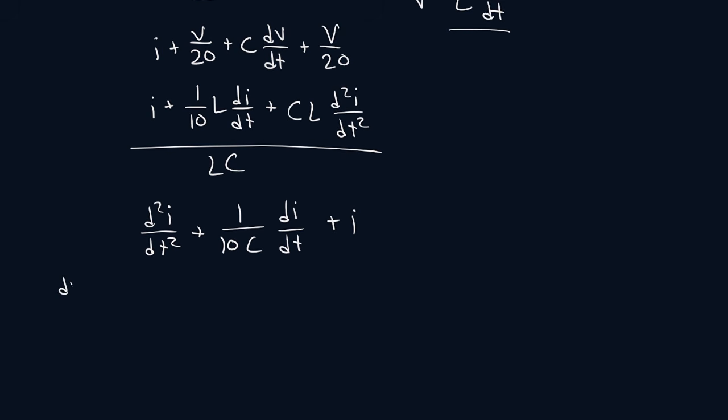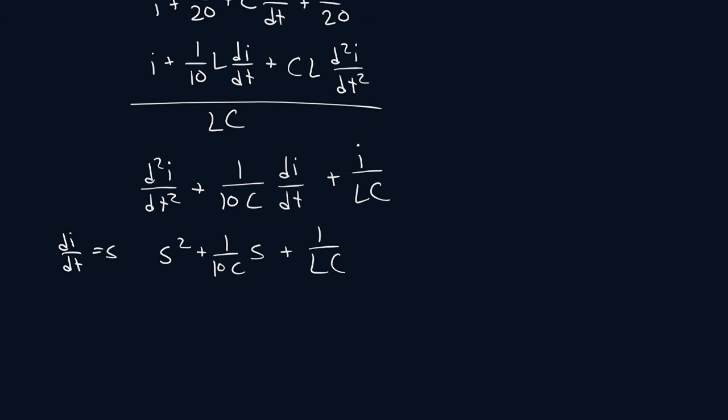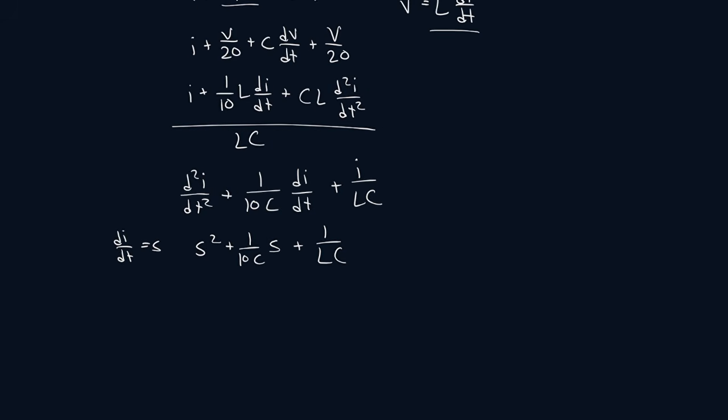And I'm going to let d over dt equal S. So we'll have S squared plus 1 over 10C S plus 1 over, oh wait, I forgot to include one more thing. This I also should be divided by LC. There you go, that's better. Okay, so now we need to find alpha and omega. Alpha is literally just going to be this value times 1 over 2. So it'll just be the following.